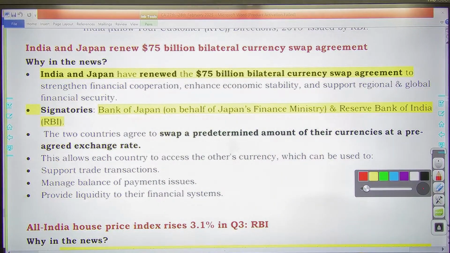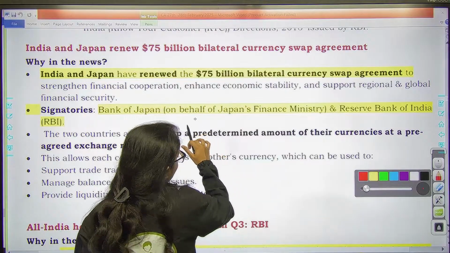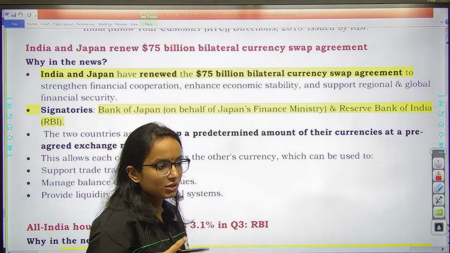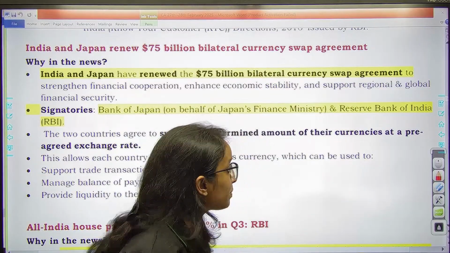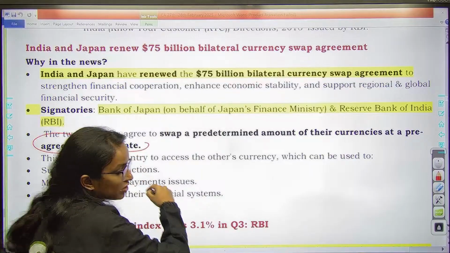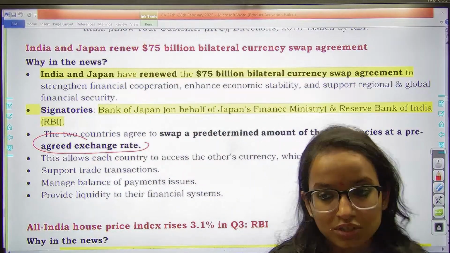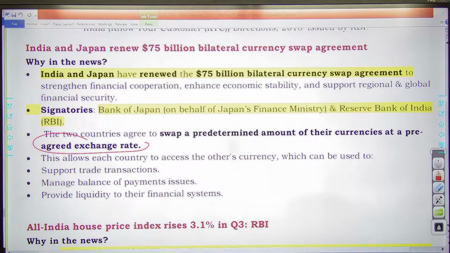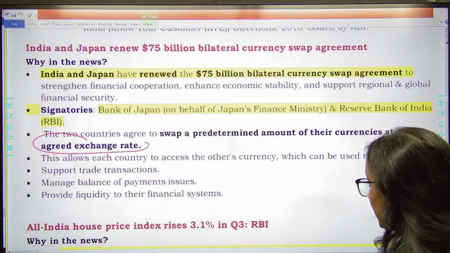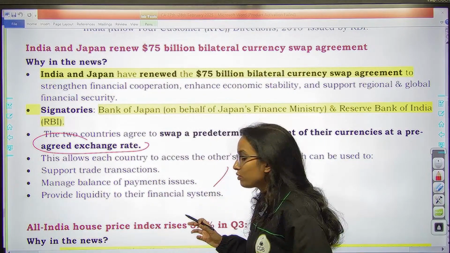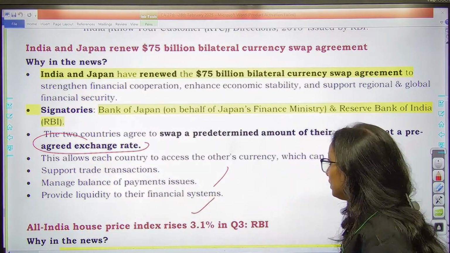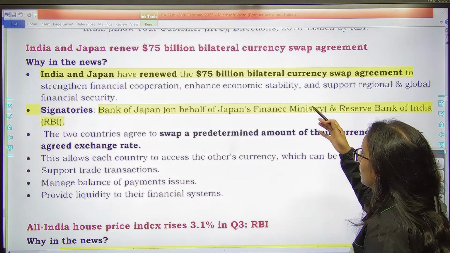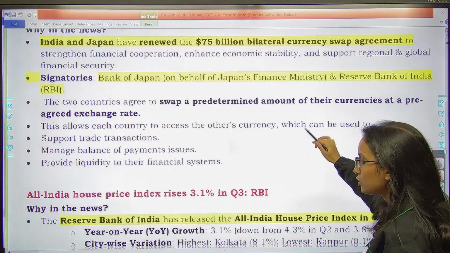Currency swap agreement में they agree to swap a predetermined amount of the currencies. जो भी currencies है उसका predetermined amount पहले से decided होगा. Predetermined amount would be swapped also at a pre-agreed exchange rate. This is to secure the transactions, because exchange rates tend to fluctuate. It helps you manage your BOP, provide liquidity, and balance the risk associated with fluctuation. So remember, India and Japan will be renewing the $75 billion currency swap agreement.